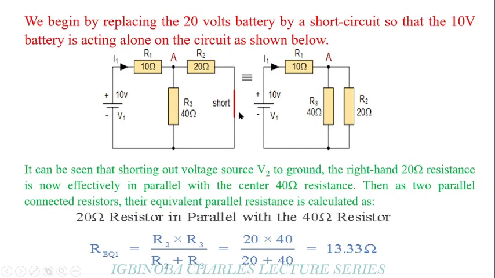To start with, we deactivate the 20 volt source by replacing it with a short circuit. When we do that, this is exactly what we are going to get. You discover that this resistor and this resistor will now be in parallel. After doing that, we have a current I1 flowing through the circuit. So the first thing we need to do is to look for our equivalent resistance. After doing that, we can calculate the total current flowing through the circuit.